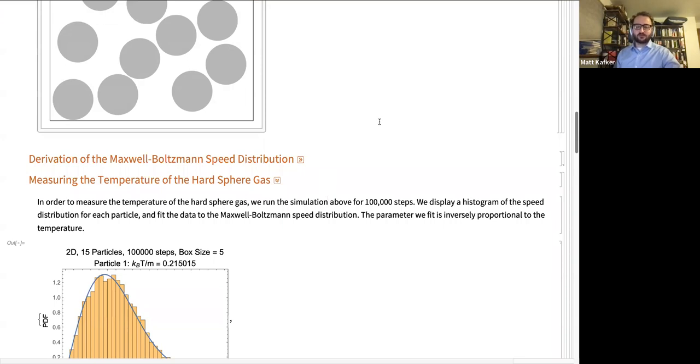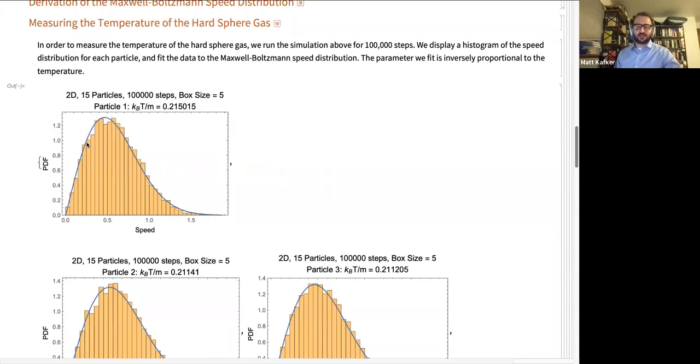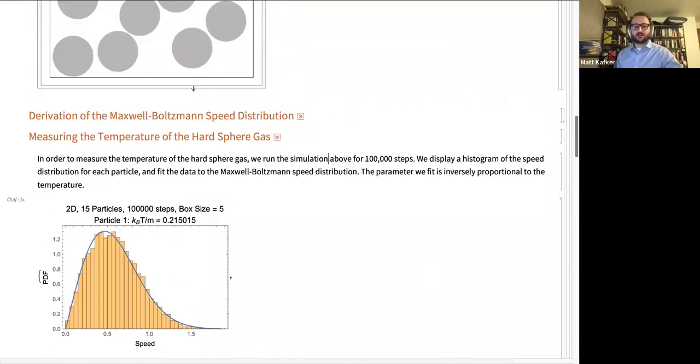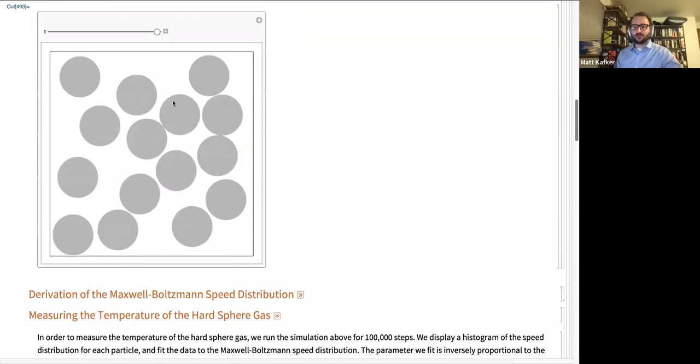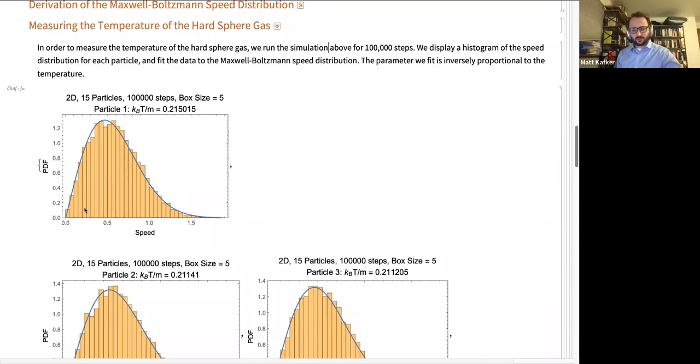And well, this is what one of these histograms looks like. The hypothesis is that if these systems are equilibrating quickly and the hard sphere gas is behaving like the ideal gas, then you should be able to get a pretty good fit to the Maxwell-Boltzmann distribution. So this is what we're looking at here. We have a 2D simulation, 15 particles. We run it for some large number of steps in a relatively small box. That's basically this, just for 100,000 steps.